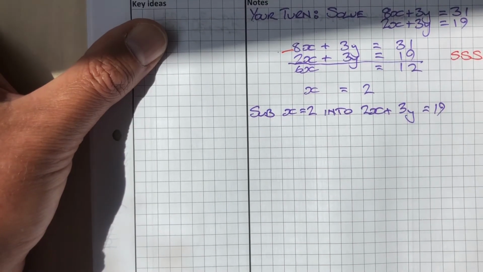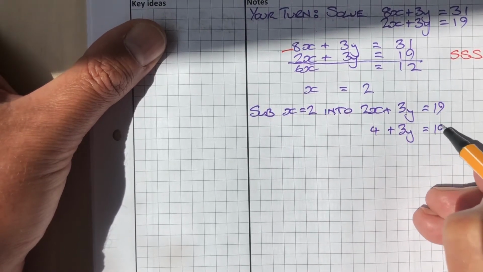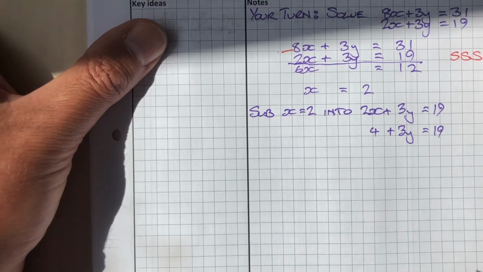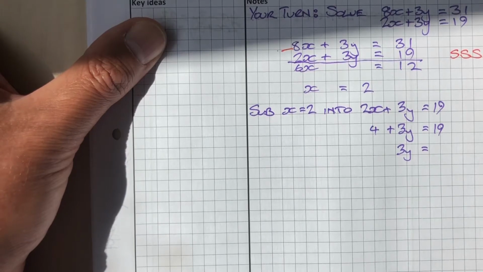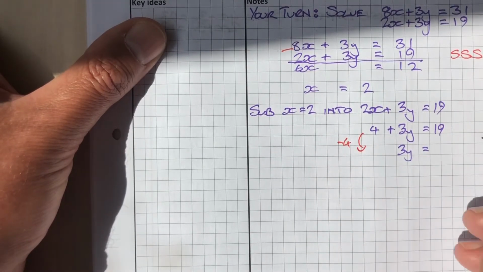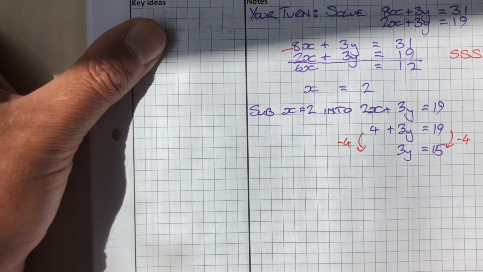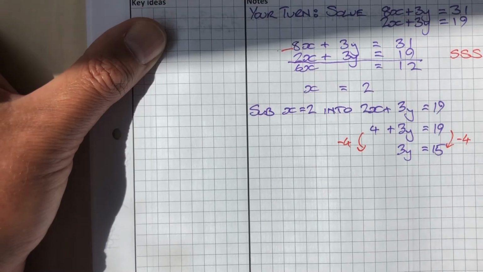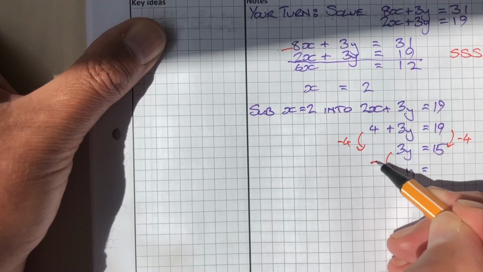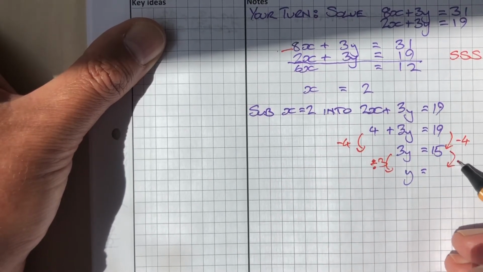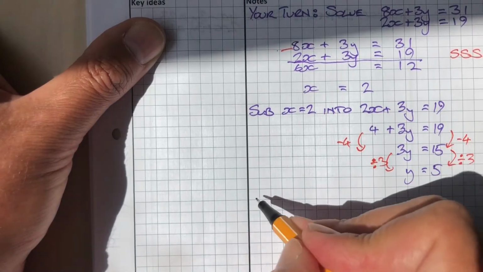So 2x add 3y is 19, so that means 4 add 3y is 19. Get 3y on its own. How? By taking away the 4 that's added on. 3y then is 15. I want y on its own. How? By dividing by 3 on both sides. Y is 5. Check that that's right.